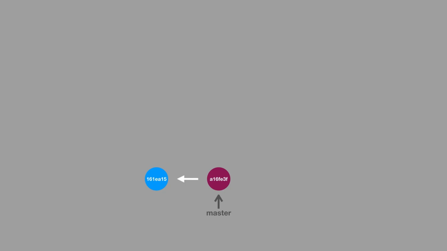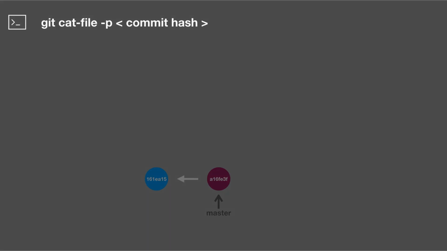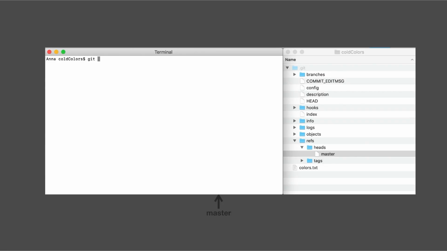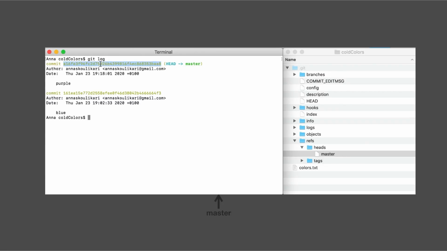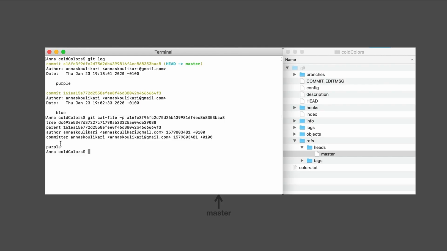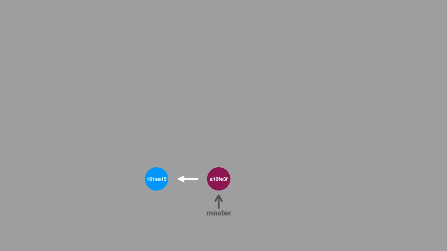We can use a command in order to explicitly see this. This is a command you won't use very often, but it's git cat-file -p, and then we pass in the commit hash. So let's see that. We're going to just do git log so we have easy access to the commit hashes. I'm going to copy this, and I'm going to write git cat-file -p and paste in the commit hash. And here we can see our purple commit, and we can see that it references the parent, and it gives us this commit hash, which is the commit hash of our blue commit. It's 161EA15. So there we go, we have our two commits.